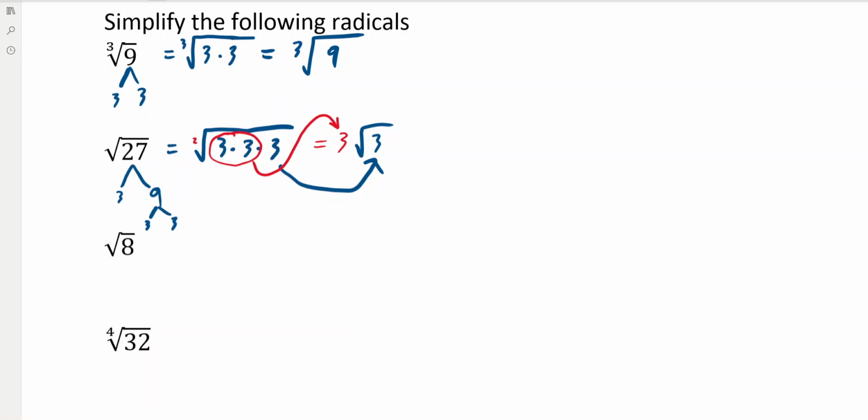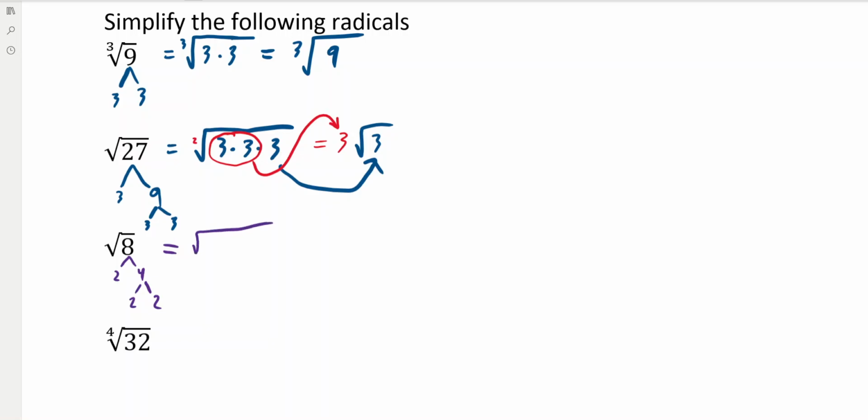Let's try another 2 examples here. So we have the square root of 8, which is 2 times 4, and then 4 is 2 times 2. Okay. If your calculator is giving you this answer directly, it is banned on our test, so just a heads up there, but you have to be able to do this by hand.